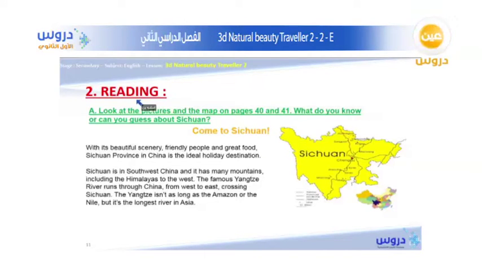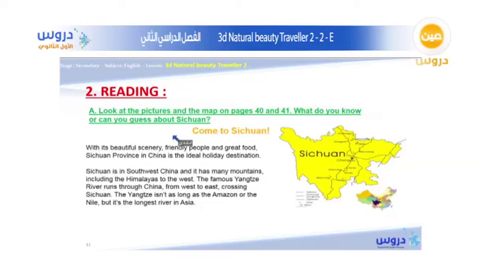Okay, so here we have the second section. Here we have a reading, so you have to focus on these passages and look at the pictures. We have here pictures, the map on pages 40 and 41. What do you know or can you guess about Sichuan? So this is a map. You can figure out something about the city. Okay, the title of the passage here, Come to Sichuan.